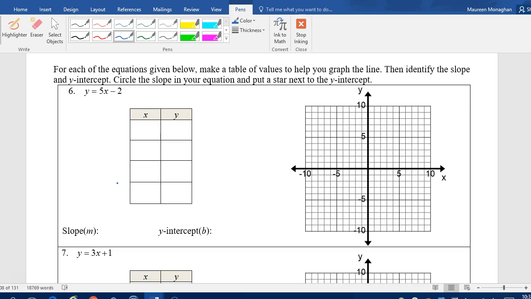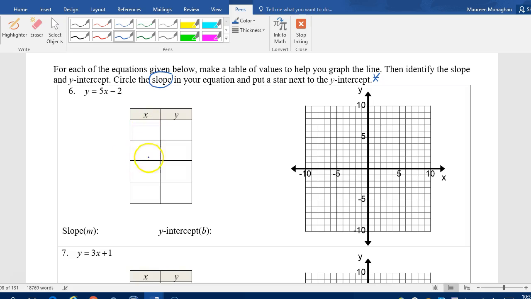For each of the equations given below, make a table of values to help you graph the line. Identify the slope and y-intercept. Circle the slope in your equation. So we're supposed to circle the slope and put a star next to the y-intercept.